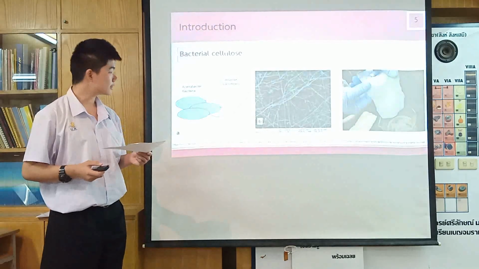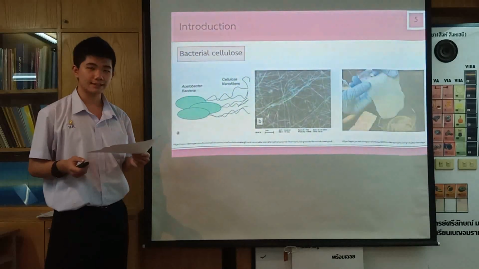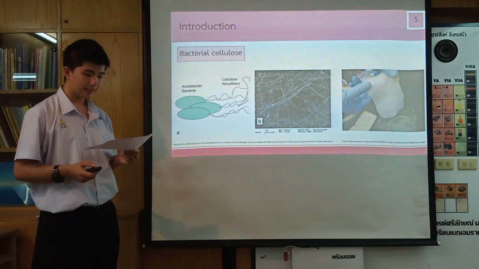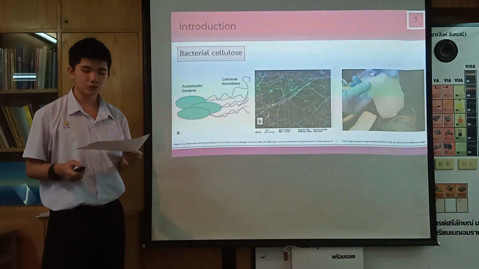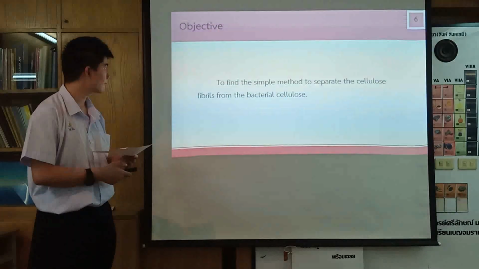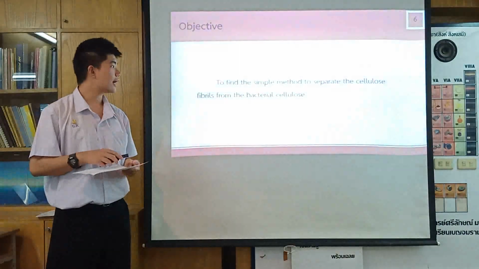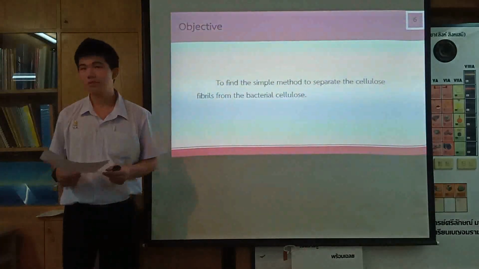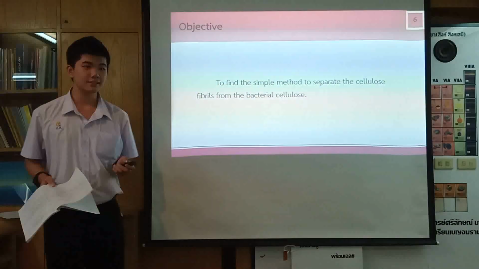The bacterial cellulose that we use is synthesized by Acetobacter xylinum bacteria. This bacteria's function is spinning sugar and other organic substrates into ribbons of pure cellulose that are integrated into fabrics. The objective of my project is to find a simple method to separate the cellulose fibrils from the bacterial cellulose. Next, we will talk about the experiment.